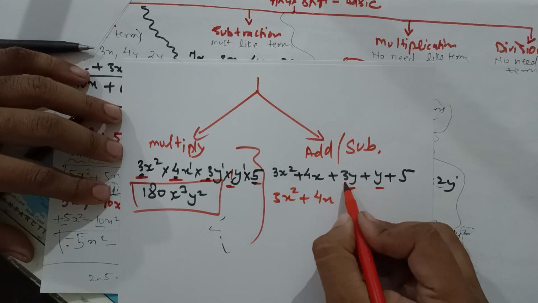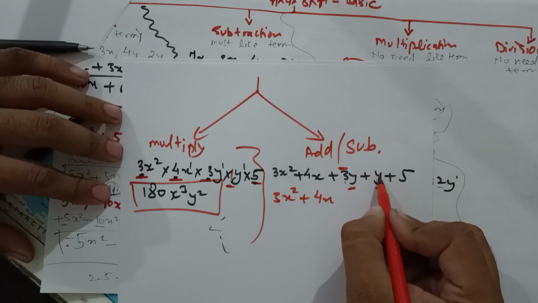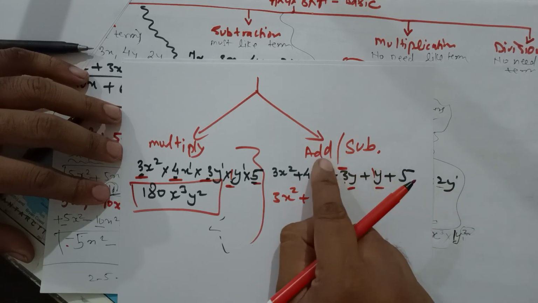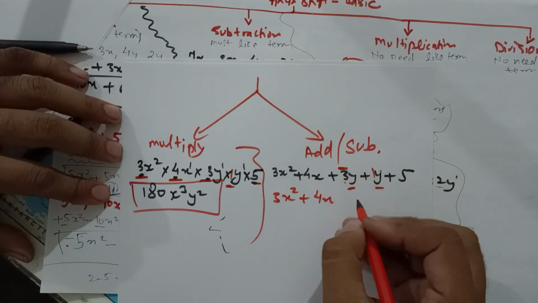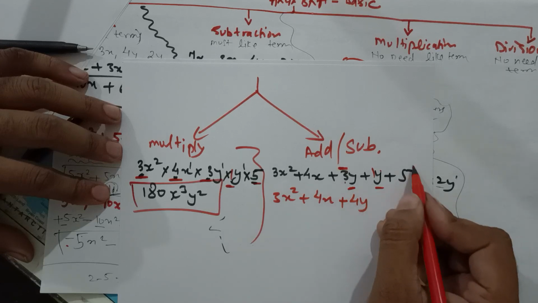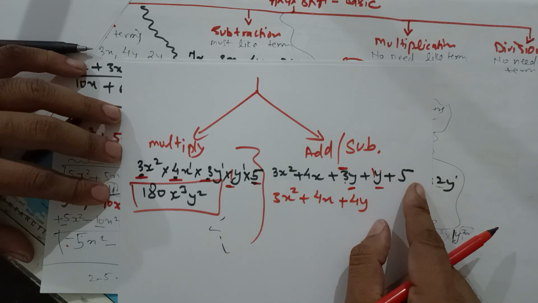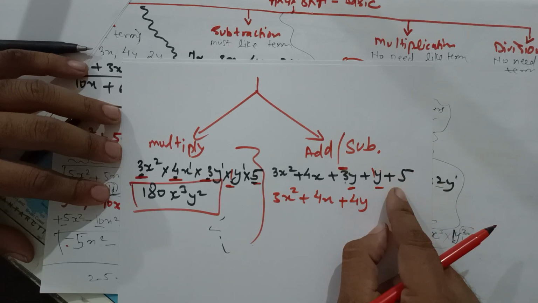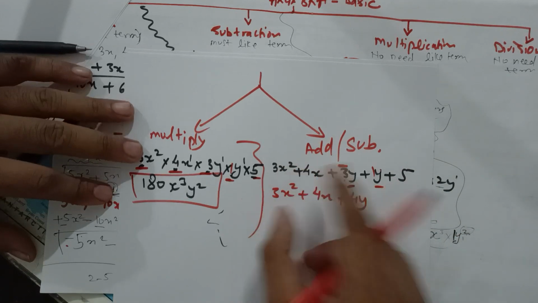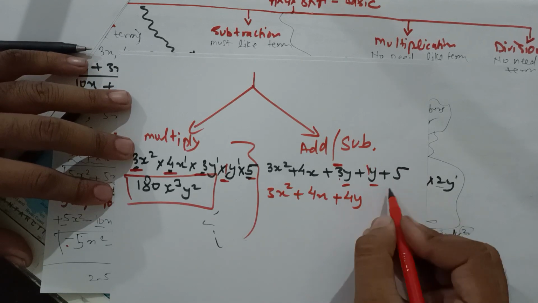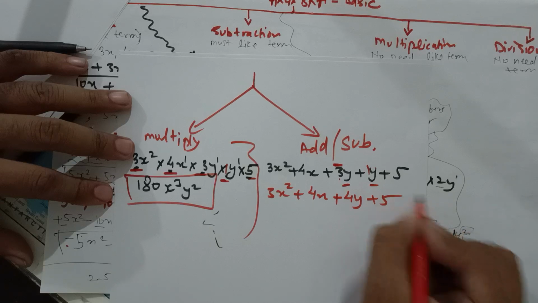But here 3 is the number, and by default before y it is 1. So 3 plus 1, because we are doing addition or subtraction. 3 plus 1 is 4y. And the last number is 5, and 5 has no partner of the same like family, without any variable. So this number could not be added, it should be written separately, that 5.